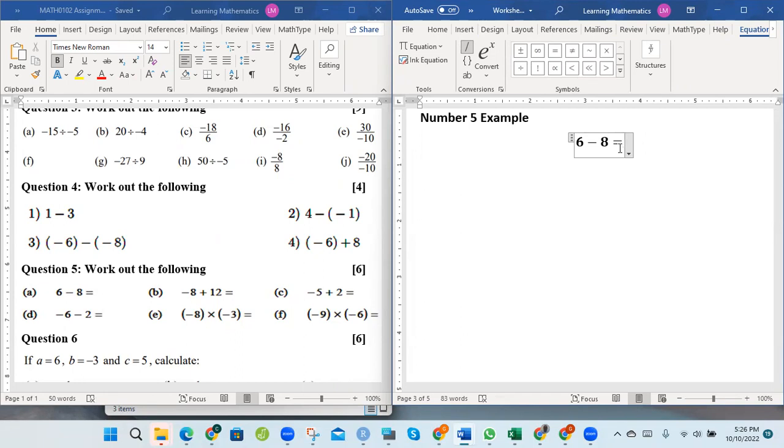Have dominion over the numbers. Don't make the numbers control you. Control the numbers. All right? Don't just rush and say 6 minus 8 and try to get the answer. Pause a bit and say, what is going on there? 6 minus 8. You are seeing two numbers.